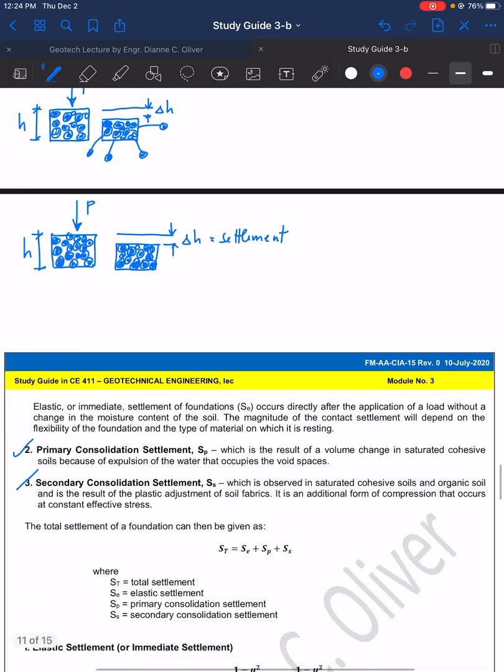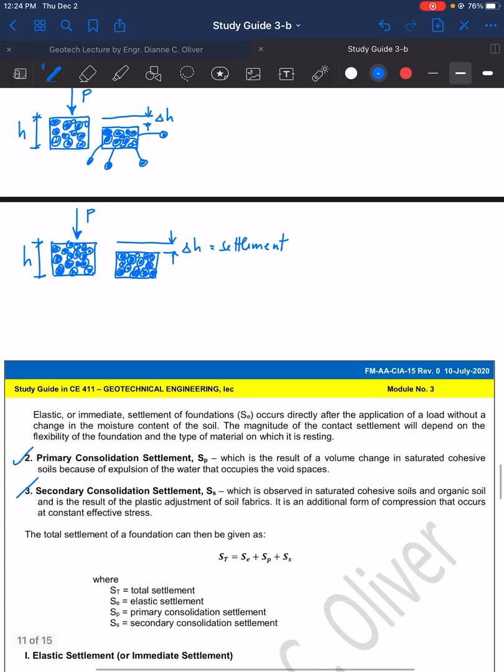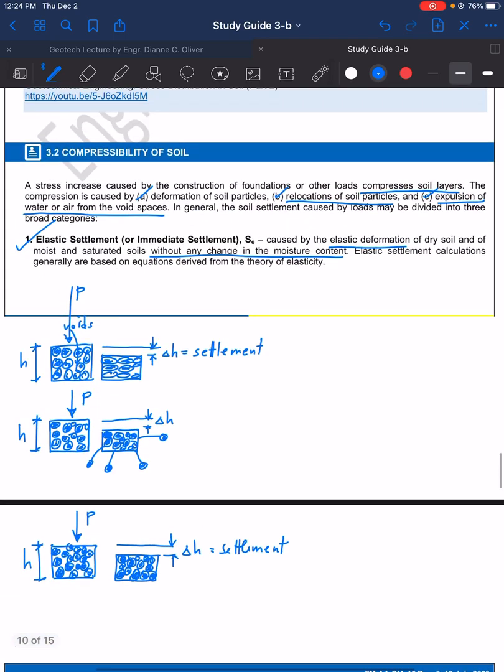Elastic or immediate settlement of foundations, S sub E, occurs directly after the application of a load without a change in the moisture content of the soil. The magnitude of the contact settlement will depend on the flexibility of the foundation and the type of material on which it is resting. So why is it like that? Well, let's go back to the definition of elastic deformation.